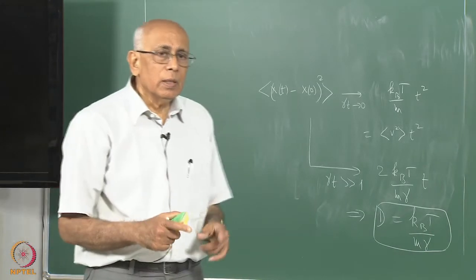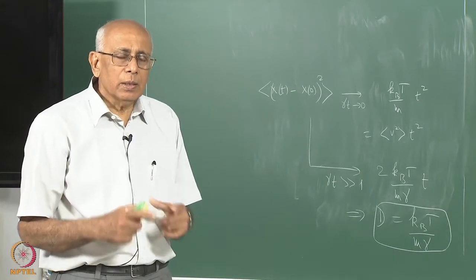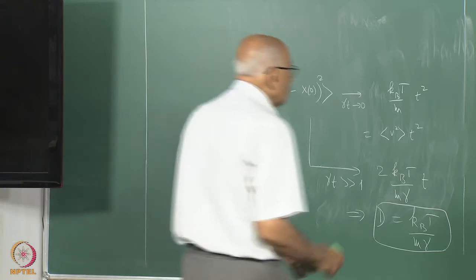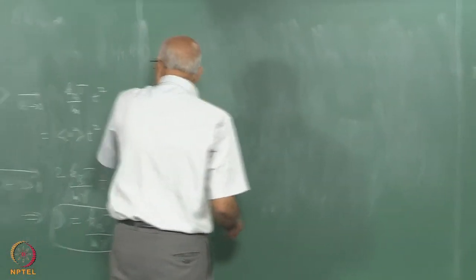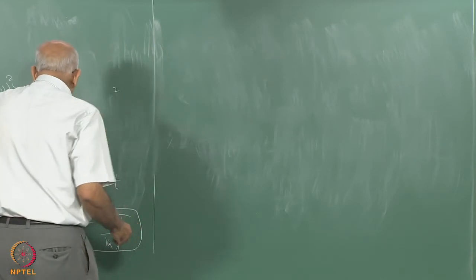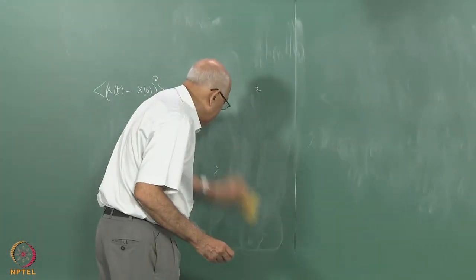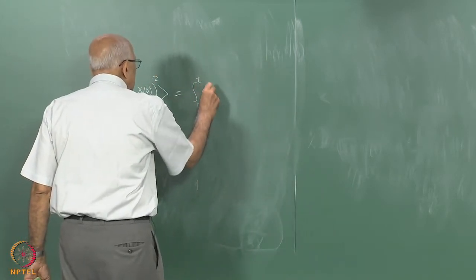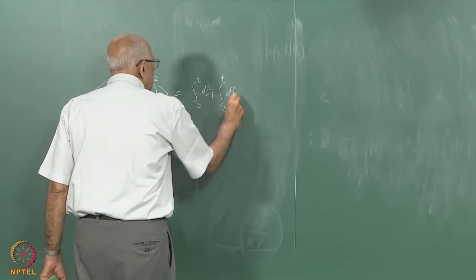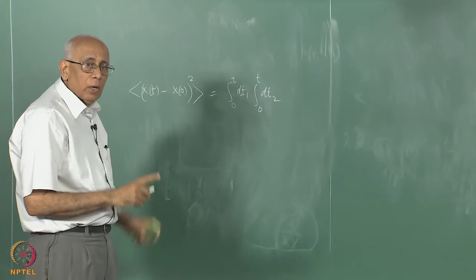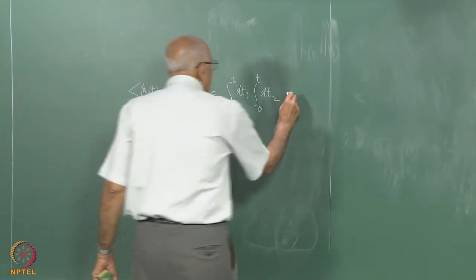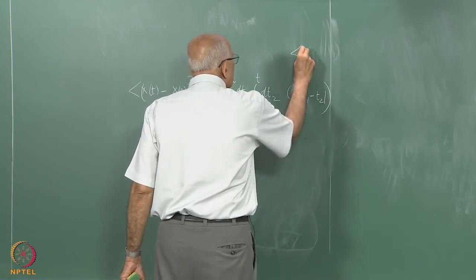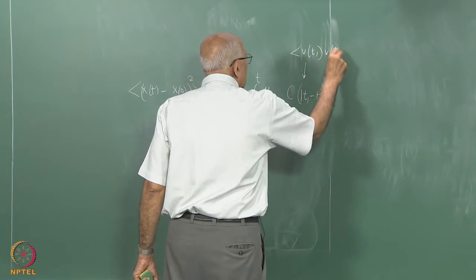In fact, you can go further. We used the fact that in the Langevin model, the velocity was exponentially correlated. We don't really have to do that. What we need is the following. We need to recognize that this guy is equal to the integral 0 to t dt1, integral 0 to t dt2 times the velocity correlation function, right? So let me call that C of modulus t1 minus t2. And this fellow here stands for v of t1, v of t2.